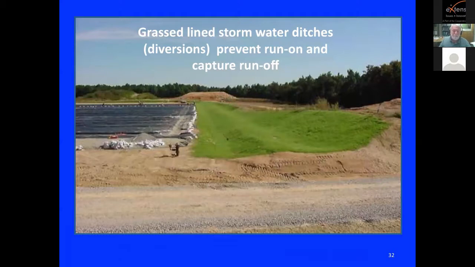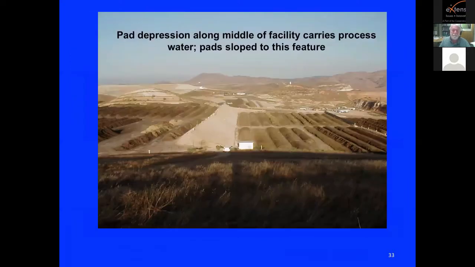This is a picture of a site where there's a grass-lined stormwater ditch at the foot of it. It collects and prevents run-on, and it captures runoff. This is a different design. This has a pad depression along the middle of the facility, and so water runs from the front of the slide towards the center and from the back of the slide towards the center to a center channel that collects runoff, and then that channel itself is sloped downhill from left to right. This is the channel that collects water. It drops down these several large hills and then goes to a collection site. This is one where you have the luxury of reshaping the earth before you build your compost pad.